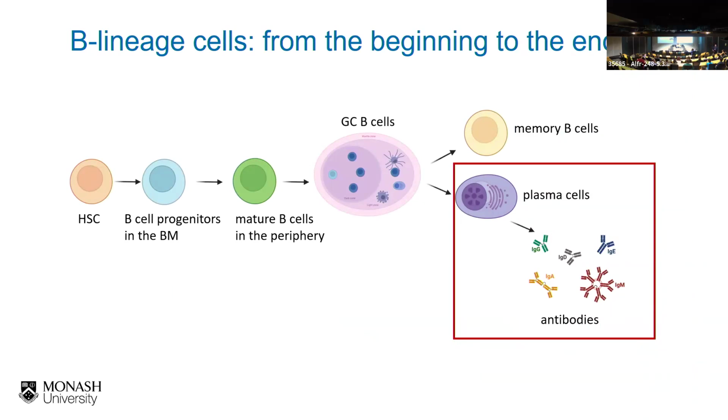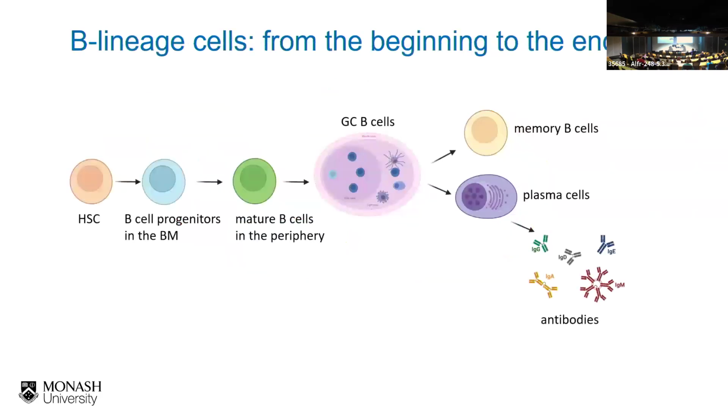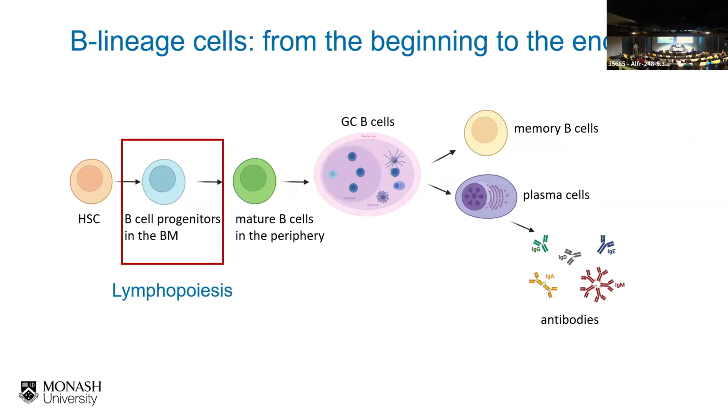And we are interested in the cells that are producing those antibodies, called plasma cells. One of the key questions that our lab is researching is what determines the lifespan of those antibody secreting cells. And through a few years of work, as you can see here, we started to uncover the mechanisms of plasma cell turnover, the factors regulating those cells. However, I'm not going to talk about plasma cells today, as David already hinted, but going to the beginning of those lymphocytes. So I'm going to talk about lymphopoiesis.